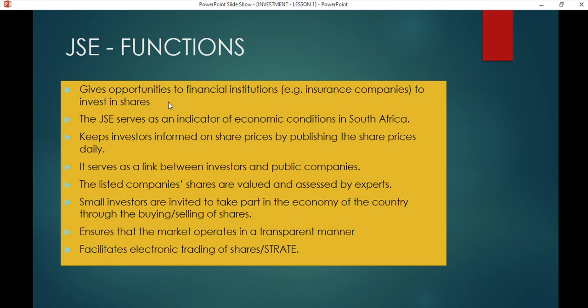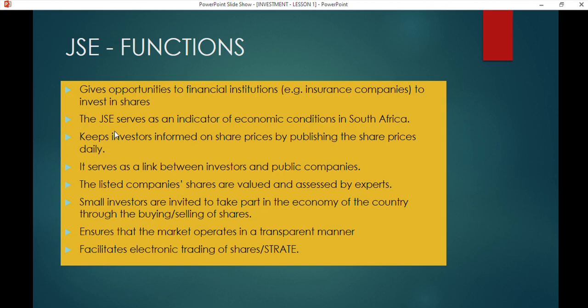Second, the JSE serves as an indicator of economic conditions. For example, a barometer will tell you what the pressure is outside, and a thermometer tells you if it is hot or cold. That's what the JSE tells you about the economic conditions in South Africa, just by looking at the share prices or what's going on in the market. You'll be able to see if it's a good market to invest in or not.